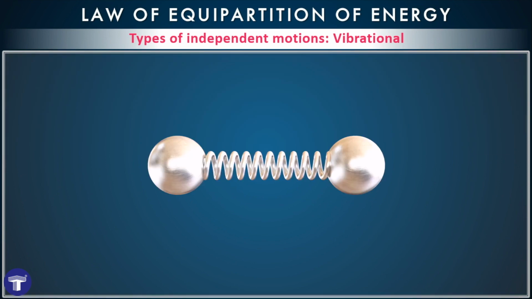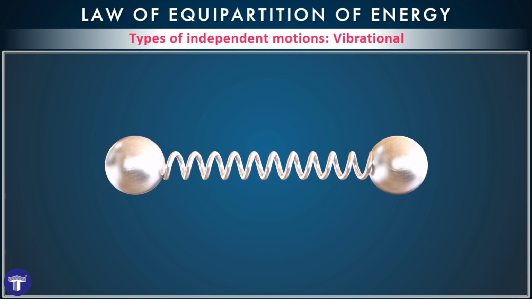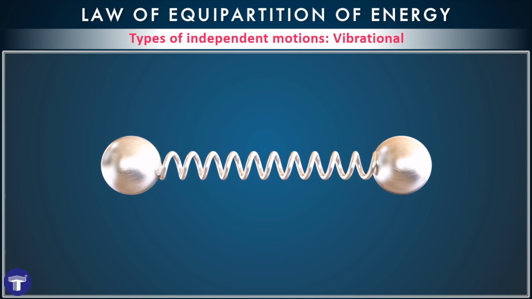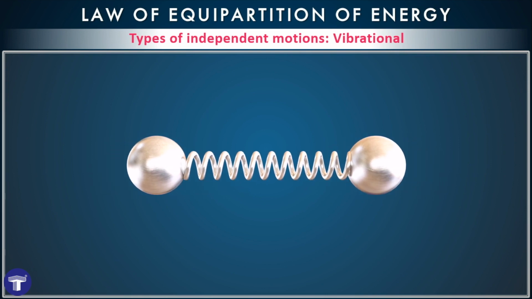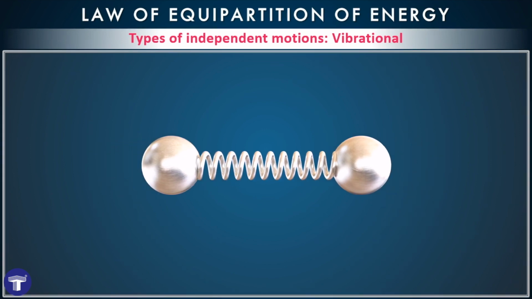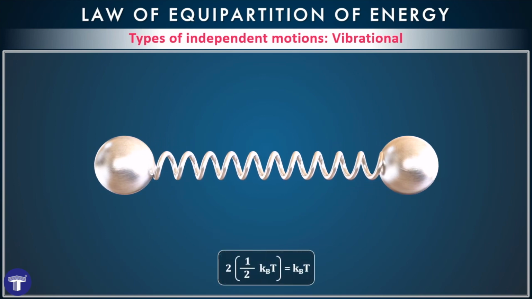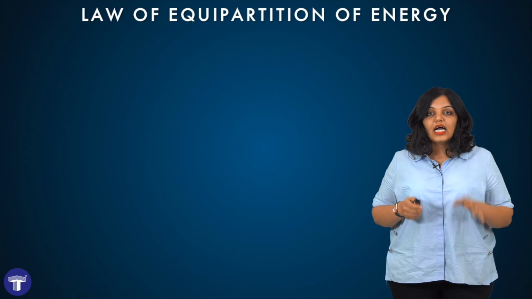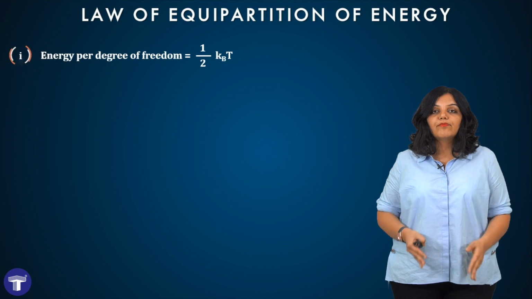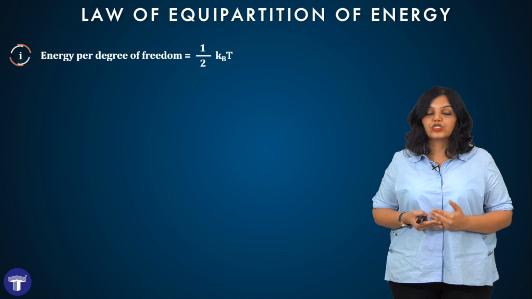Finally, any molecule can also have a vibrational mode. In vibrational mode, you will see that in a diatomic molecule, the atoms vibrate about their mean positions. A vibrational frequency of a molecule actually contributes two modes to the law of equipartition of energy, and therefore each vibrational mode contributes 2 times half kBT, a total of kBT amount of energy. But under the assumptions of the kinetic theory of gases, we already said that all the molecules are considered to be point particles, and therefore we will not be considering their rotational or vibrational modes of motion at all.